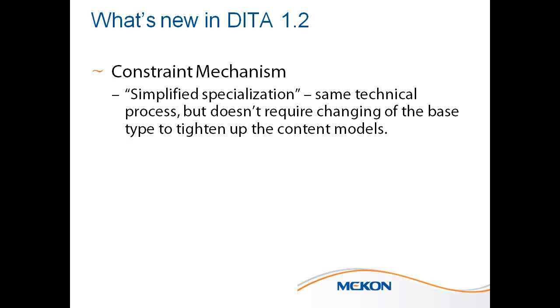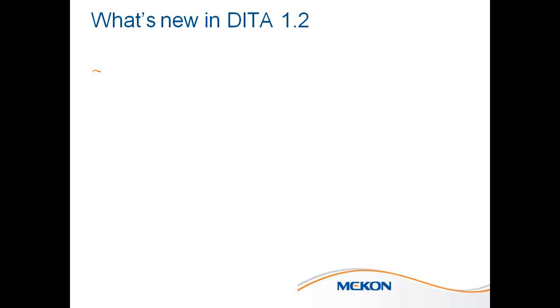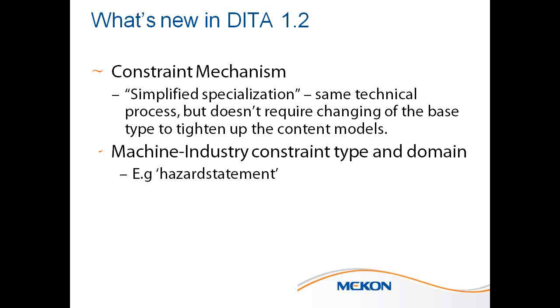Okay, so what's new in DITA 1.2? I'm going to start off with something called the constraint mechanism. The constraint mechanism is a sort of simplified specialization. It is the same technical process, so if you're not techy enough to want to get into specialization in DITA 1.1, then constraints are probably in that same ballpark. But they don't require that you change the base type. They're sort of an overlay, so you configure the differences between your version of specialization and the original, and you tighten up the content model. So you can control things which were not controlled in the first one.